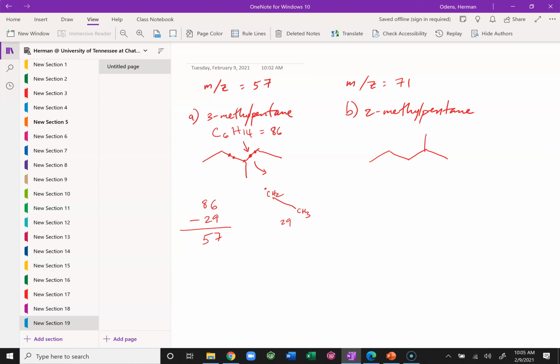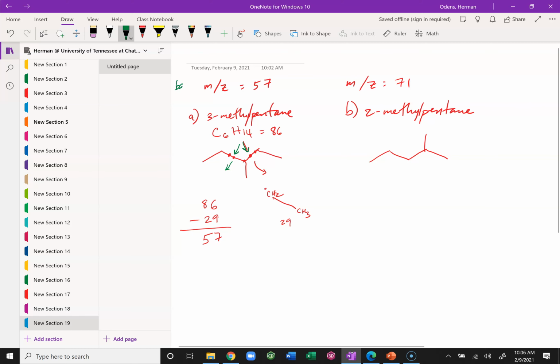Check this out. You can do that breakage here or here. See that? And you increase your chances by 2. Therefore, 3-methylpentane will most likely have a base ion equal to 57. How cool is that?